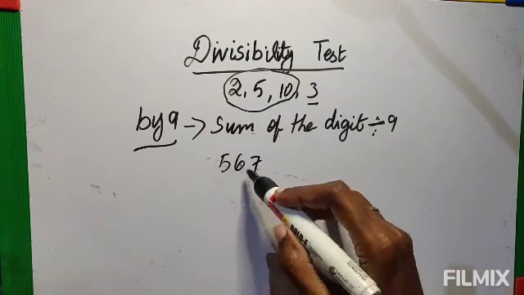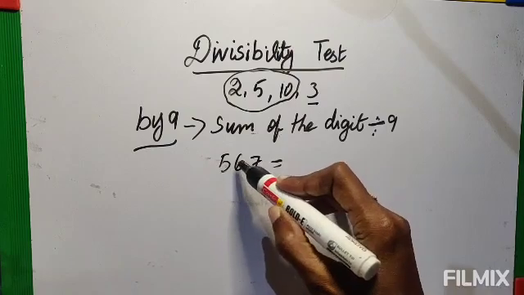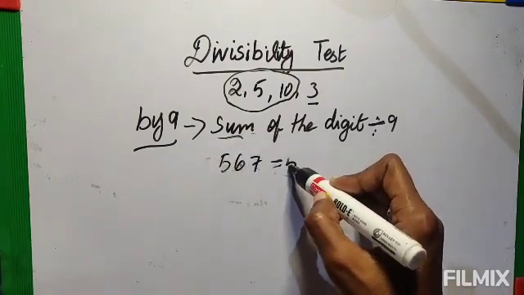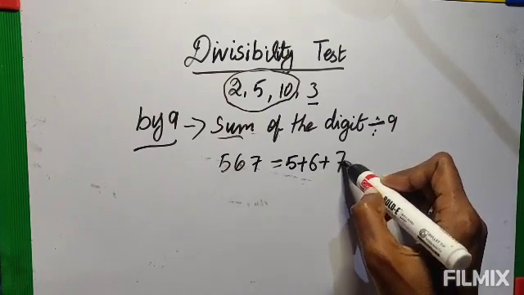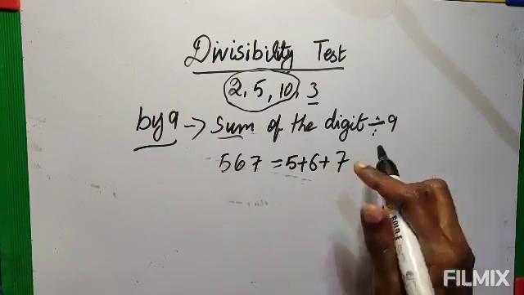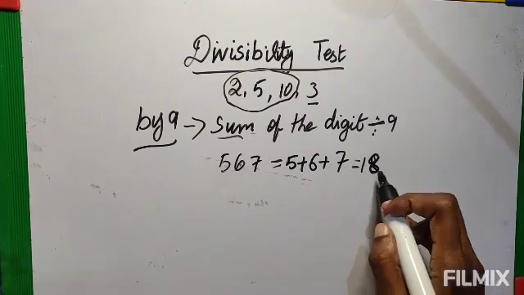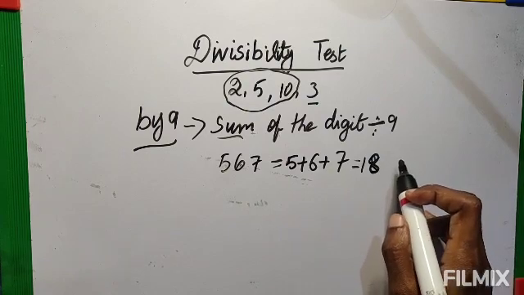Let us take the number 567. Here the digits are 5, 6, 7. You have to add these digits, which is called the sum. So we find the sum of the digits: 5 plus 6 plus 7. 5 plus 6 is 11, 11 plus 7 is 18. So 18 is the sum of the digits. Now you have to check whether this sum is divisible by 9.